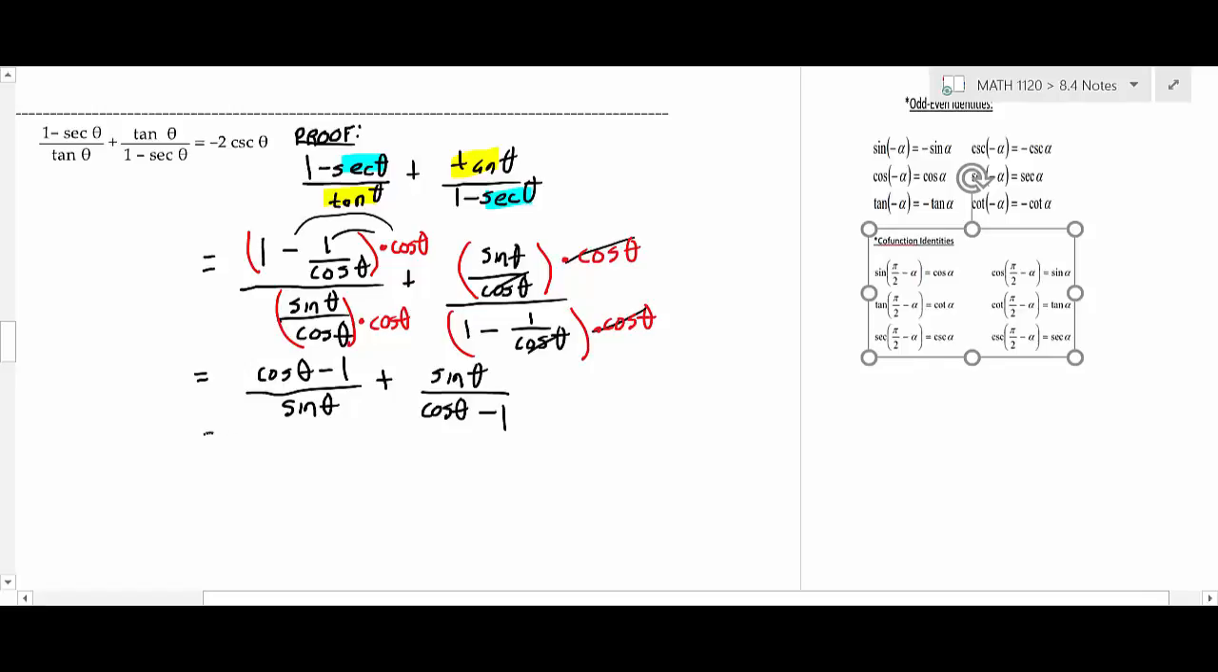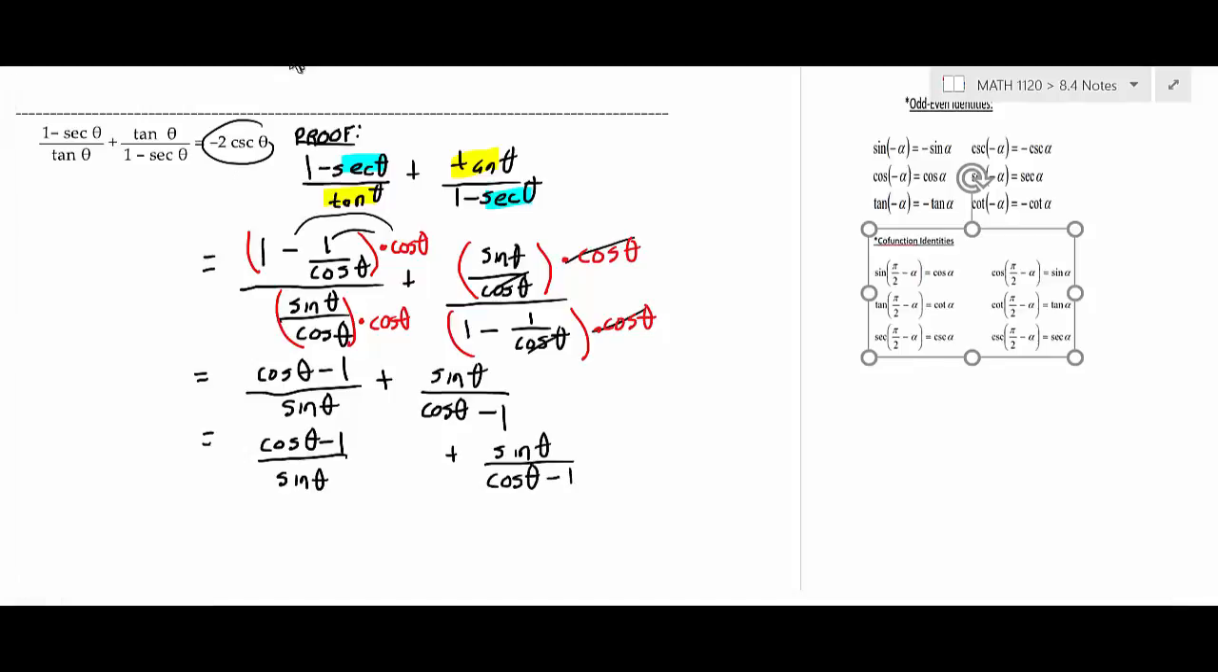Now, remember, we're trying to make this just be negative 2 cosecant theta. My next thought is I have two fractions. It would be nice to just put them together, okay? Because the answer is just one that has a cosecant in it. So let's get a common denominator and put this together like this. The common denominator, I think we did something almost like this a little earlier. So we're going to spread these out, get our common denominator, and see where it takes us. Okay, I have a sneaking suspicion it'll all work out.